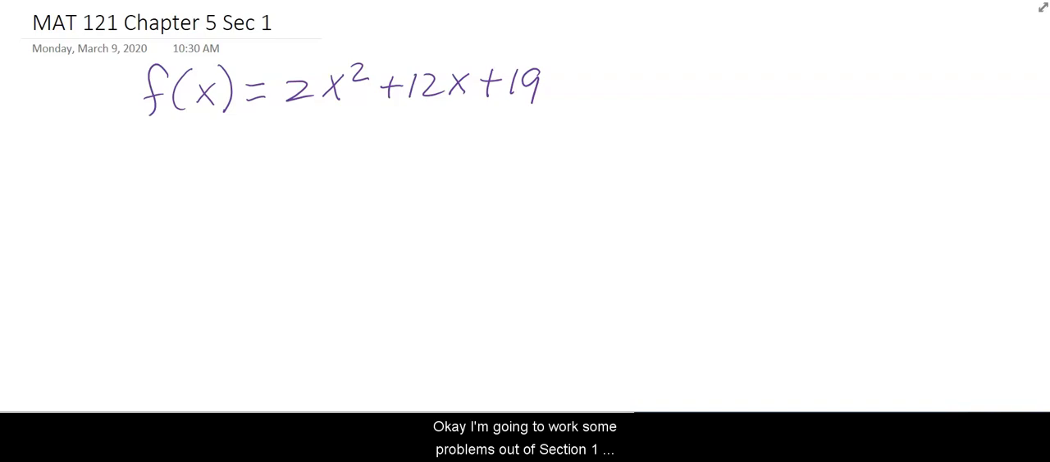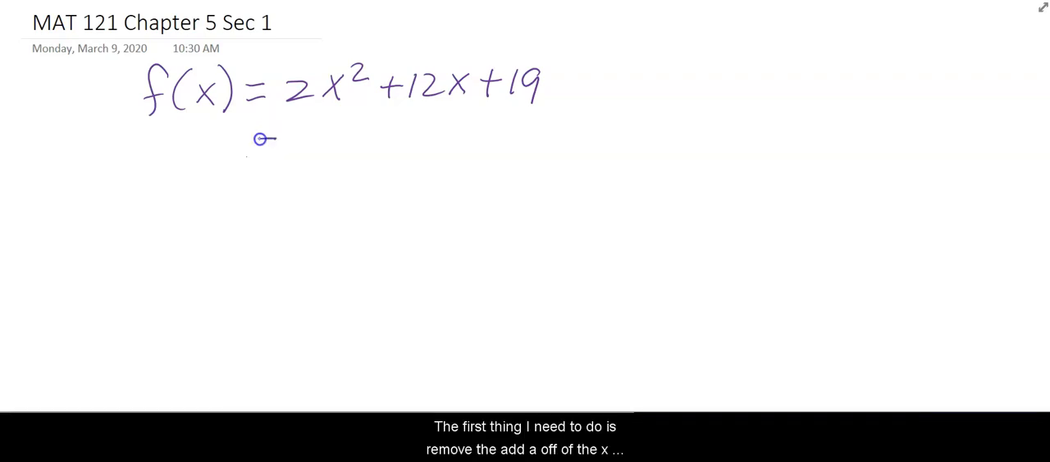Okay, I'm going to work some problems out of section 1, chapter 5, just to demonstrate how these should be done. In the first problem, we're supposed to rewrite the quadratic function in standard form and find the vertex. To put it in standard form, first we have to complete the square.